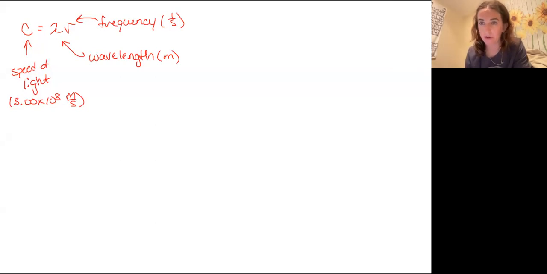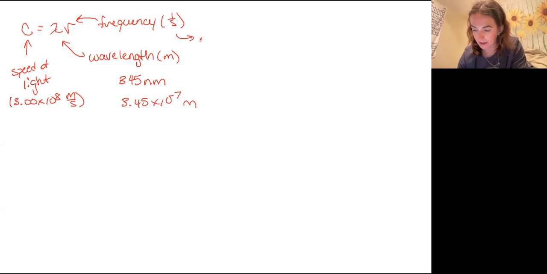Most of the time you'll have a wavelength of nanometers. So if you get something that's like 3, 4, 5 nanometers, that's pretty good. Or something like 3.45 times 10 to negative 7 meters, you're in a good spot in terms of your calculation. And then your frequency is usually something times 10 to the 14th, 1/seconds. If you get those exponents, that's a good indication that you're in the right spot.